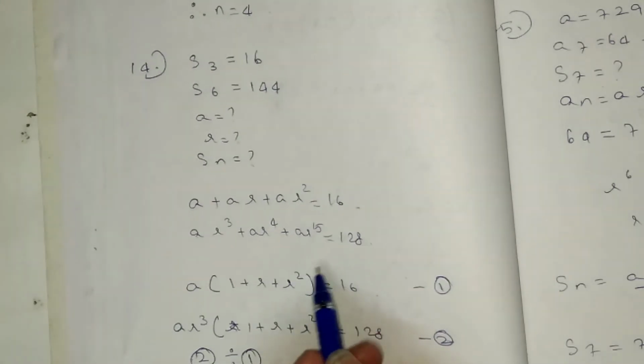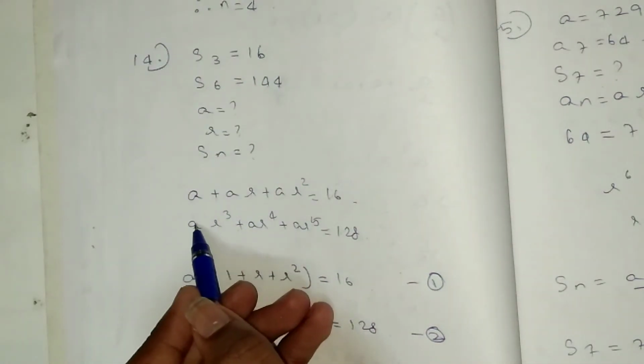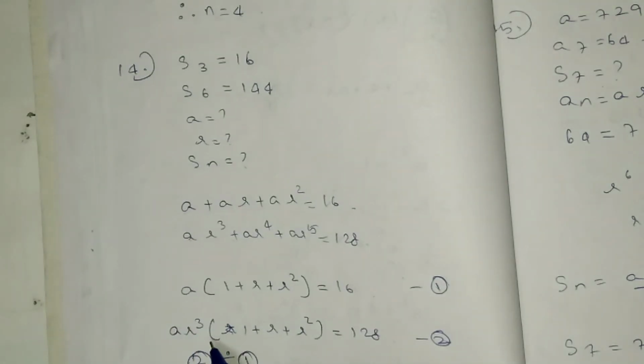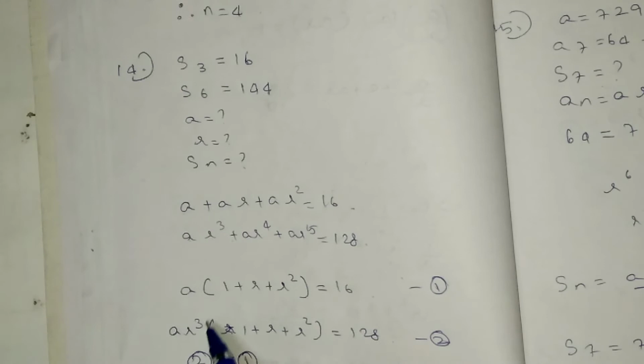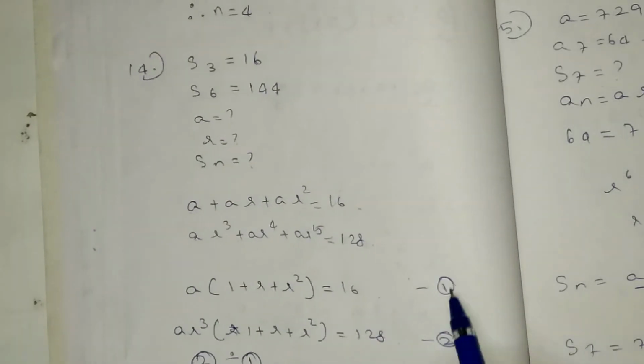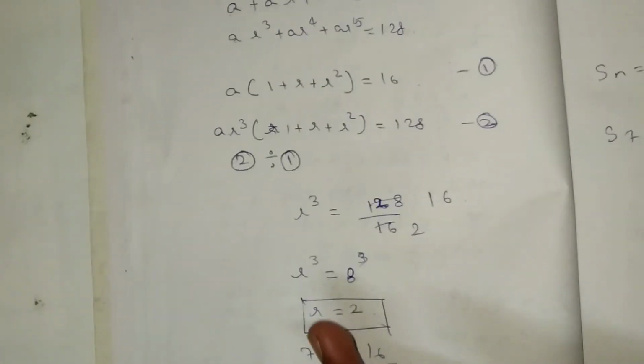Now what you have to do is take a common, and here you can take ar common. Here you can take ar cube as common. After taking that, you can get two equations similar to this one.